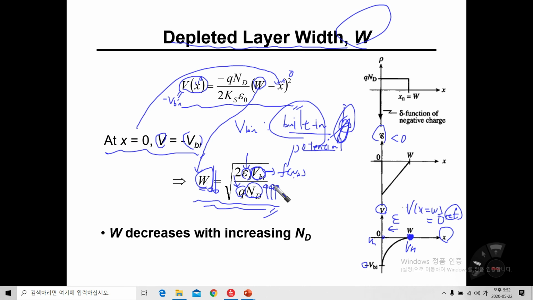Okay, so on the bottom right, you can see that the depletion layer width W decreases with increasing N sub D. So we have two MS contact samples. Here the doping concentration N sub D is 10 to the 16, and here N sub D is 10 to the 18. This is sample number 1. This is sample number 2. Which sample would have a wider depletion layer? Which sample would have a narrower depletion layer width? You can answer it.